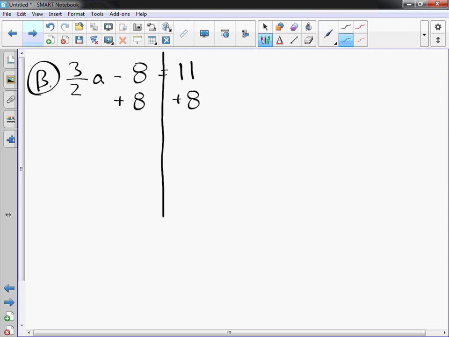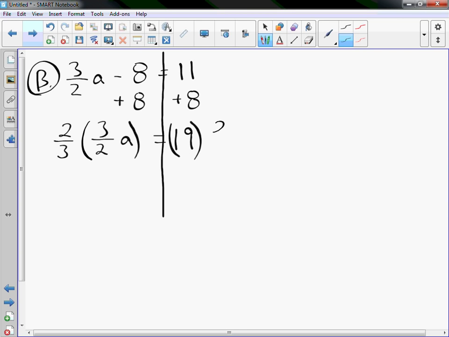Okay, so over here on the left-hand side, the negative 8 plus 8 is 0, so we're left with 3 halves A equals 11 plus 8, 19. Okay, and now we don't like to divide by fractions because that adds a step for us, but we're going to multiply by the multiplicative inverse, or the reciprocal of 3 halves, which is 2/3. And we'll do that to both sides. And over here we might have to put the 19 over a 1 to call it a fraction.